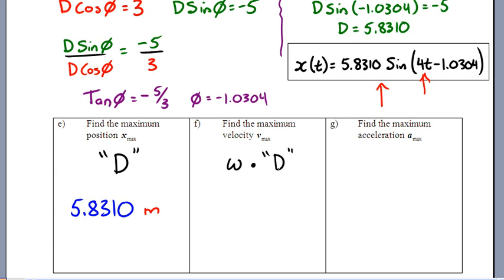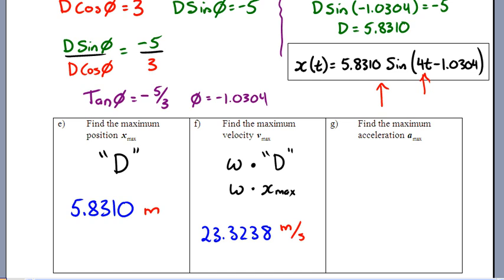So you take 5.8310, you'd multiply it by 4, right? So basically we're taking omega, multiplying it by the maximum x that you ever saw, and that number ends up being 23.3238. Not that you really care. You shouldn't really care about this value, but you should care about how you can get there quickly. You can just take the maximum position and multiply it by the omega. And if you've done this method, you know the maximum position really quickly.